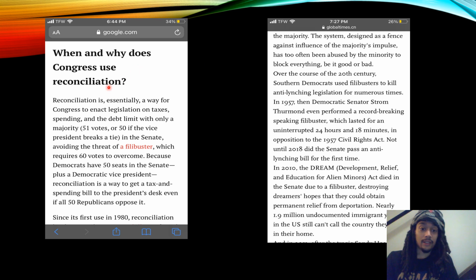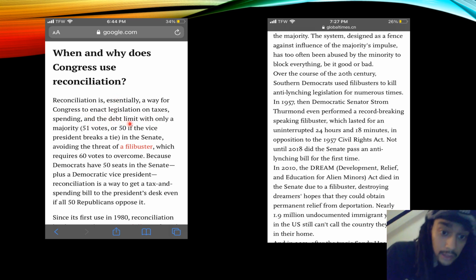So, when and why does Congress use reconciliation? Reconciliation is essentially a way for Congress to enact legislation on taxes, spending, and the debt limit with only a majority, 51, or 50 if the vice president breaks a tie, in the Senate, avoiding the threat of a filibuster. We're going to talk about a filibuster in a little bit, which requires 60 votes to overcome.